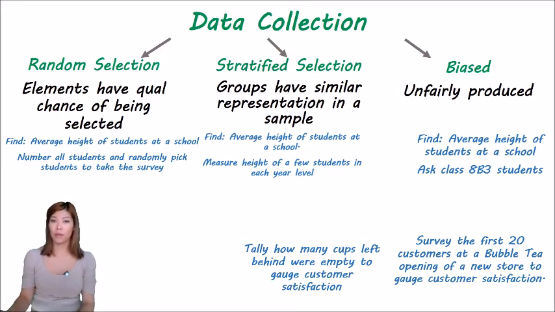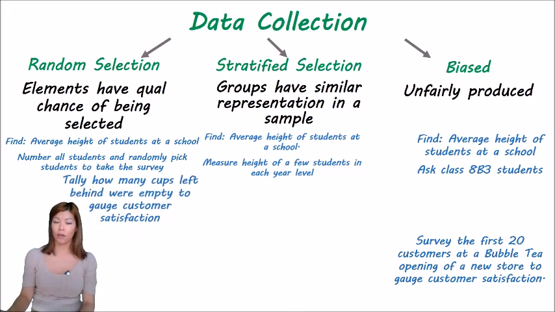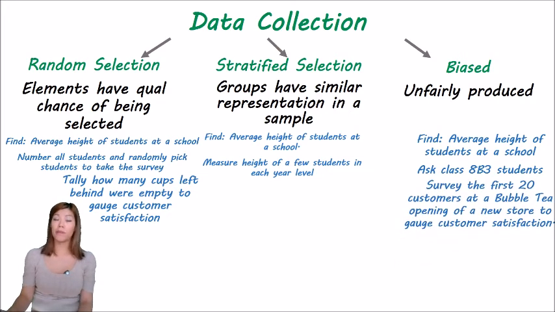And remember the question about the new opening of a bubble tea store? Now, if we tallied how many cups left behind, would that be stratified or random or biased? That will be random because we don't know who left the cups behind. Probably lazy people. And if we survey the first 20 customers that came in, well, that is definitely biased. They're probably very keen to come in and try it. Maybe they're related to the store or their family friends, so they're probably biased.